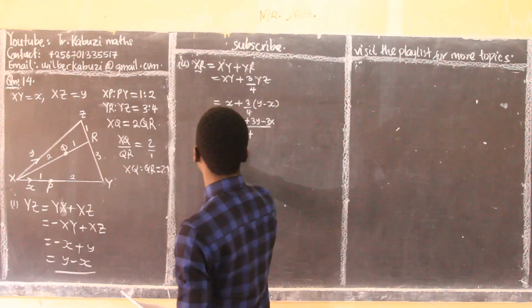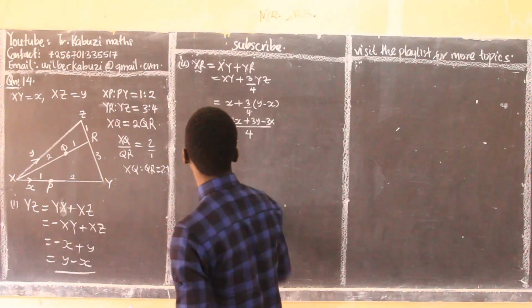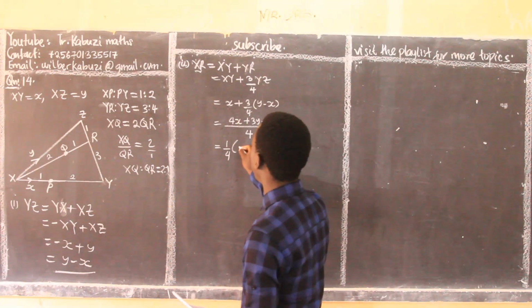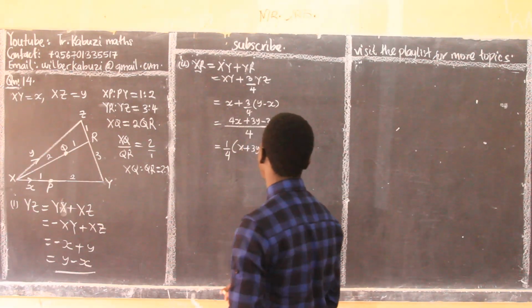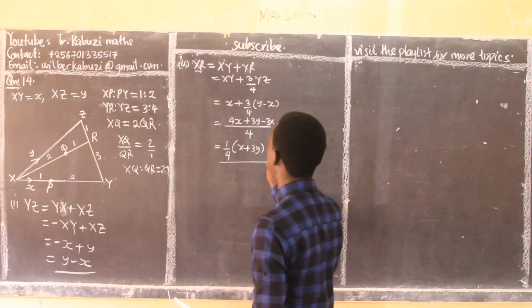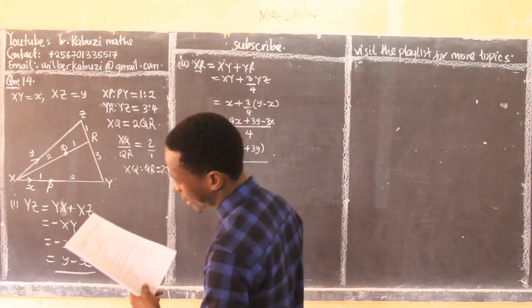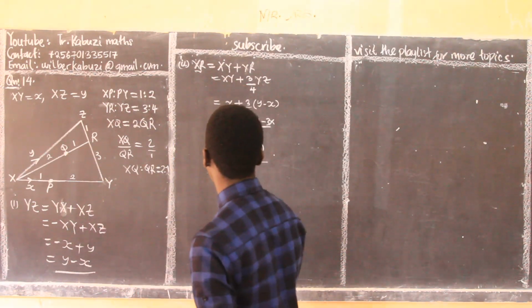which you can ably simplify. This will be 1/4 of 4X minus 3X, you get X plus 3Y. That is my XR. And I come to the next one, I want to get PZ.